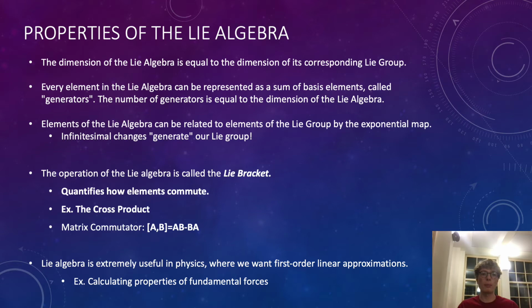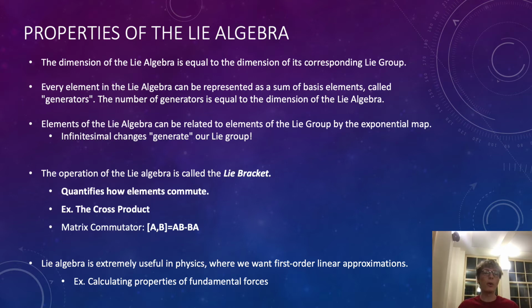Now, what are some really important properties of the Lie algebra? First of all, the dimension of the Lie algebra is equal to the dimension of its corresponding Lie group, which, as we mentioned before, is the number of free parameters as we move through that manifold. And every element can be represented as the sum of basis elements called the generators. You'll have the same number of generators in your Lie algebra as the dimension of your Lie algebra. This is the exact same concept as the generators that you would have learned about in linear algebra.